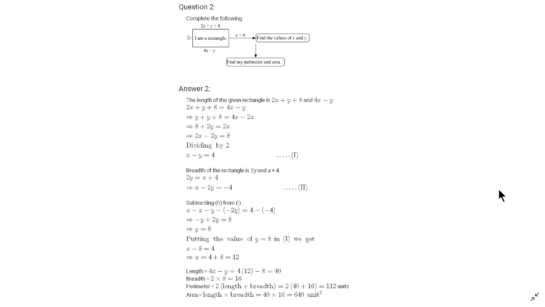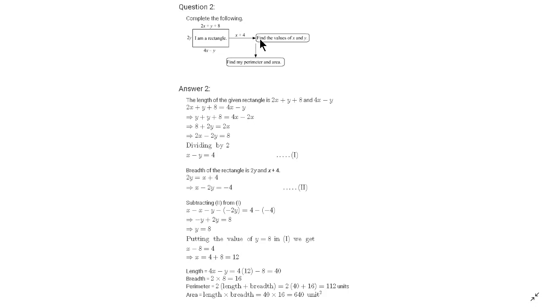I can see here the rectangle which is shown in the example has sides given. The values of the sides are given. 2y is one side, right? 2y is one side. Then we have 4x minus y as the second side. Then x plus 4 is the third side. Then 2x plus y plus 8 is the fourth side. These are the sides of a rectangle.